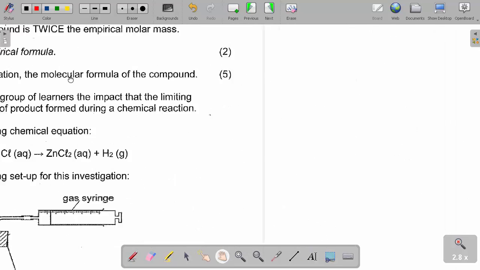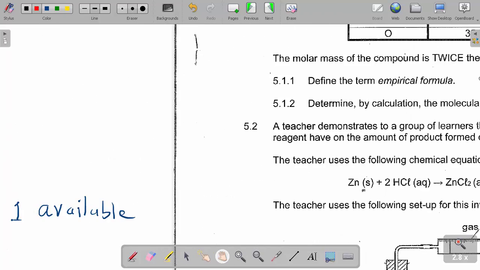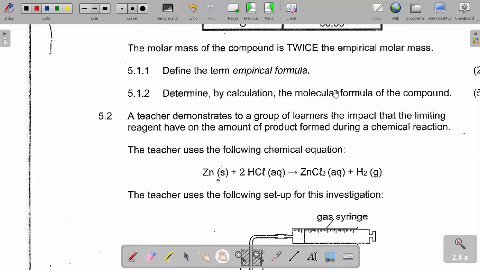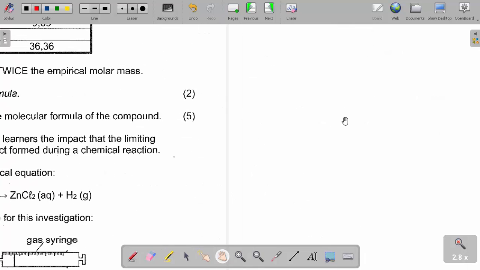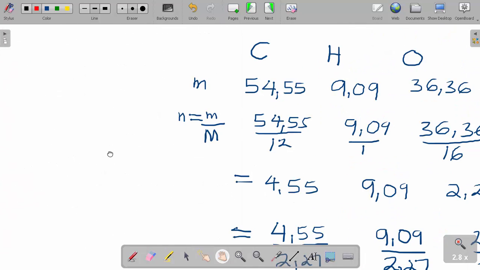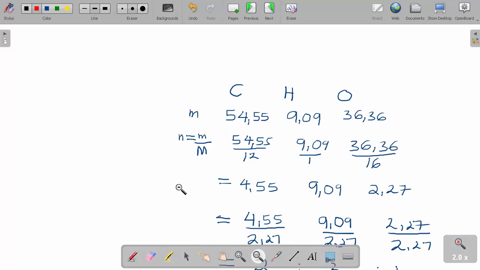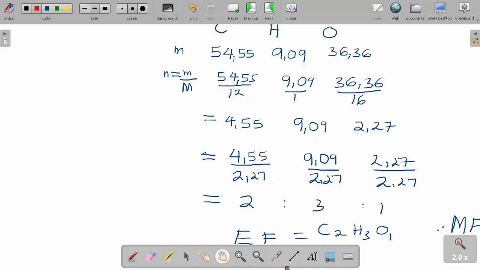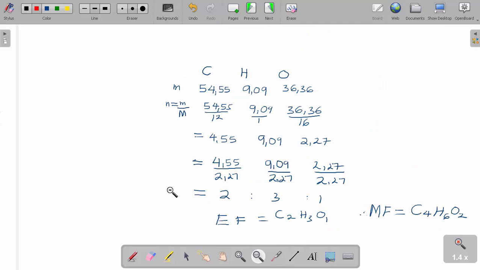Now to do so, we write down the elements and then the corresponding masses, and then after that we find the moles. After getting moles, we find the molar ratios. After getting molar ratios, we find the simplest molar ratio, which will give us the empirical formula. So in this case, if you check what they gave us: carbon, hydrogen and oxygen. The mass given was 54,55.